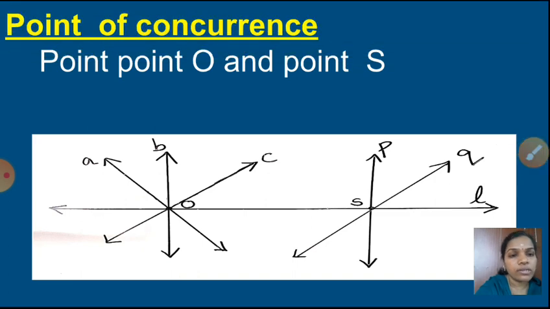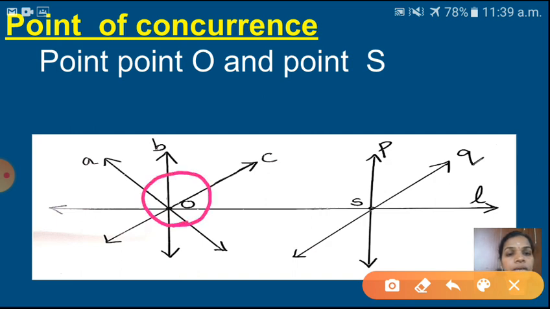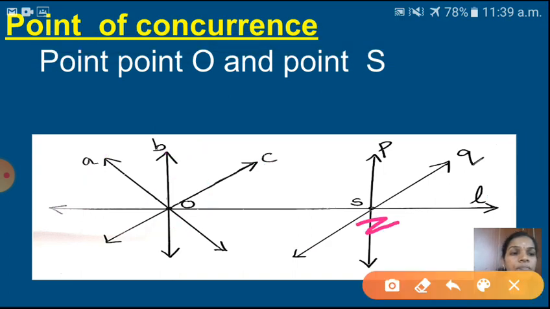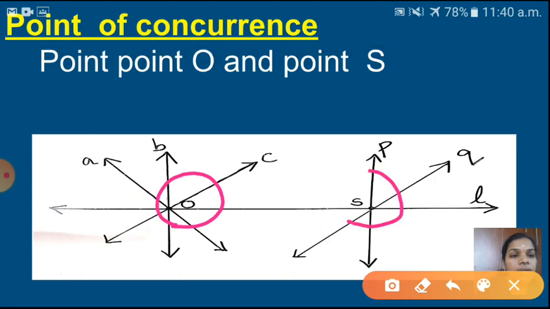Next one is what? Yes, point of concurrence. Point of concurrence: through the point two or three or more lines are passing. Okay. So see here children, this point you have to observe. Yes, through this point line A, line B, line C and line L are passing. So here point O, and another one more point. See here, through this point line P, line Q and line L are passing. So we can say this point O and point S, these are the points of concurrence. Understood children? Shall we go to next?